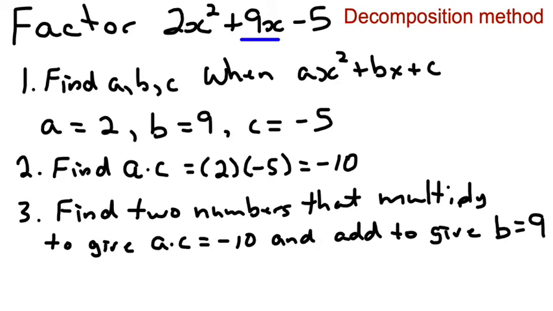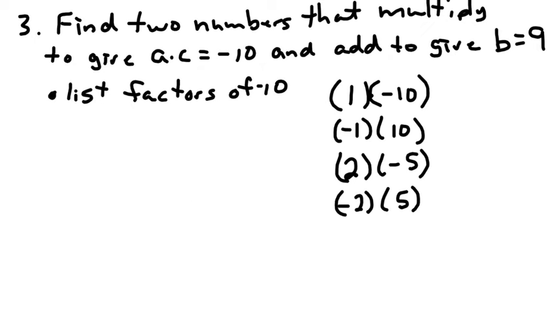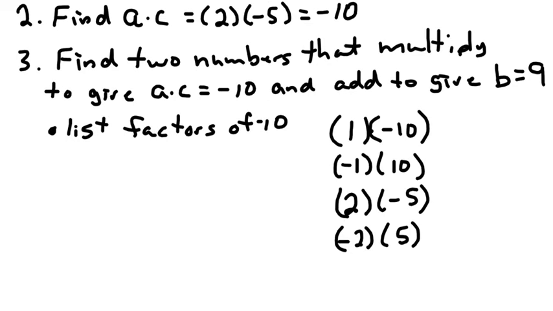We just go through and write down the factors, and we list the factors of minus 10. And the factors would be 1 and minus 10, but we could also have minus 1 and 10. We have 2 and minus 5, and we have minus 2 and 5. So those are the only ways that you can multiply two integers together and get minus 10.